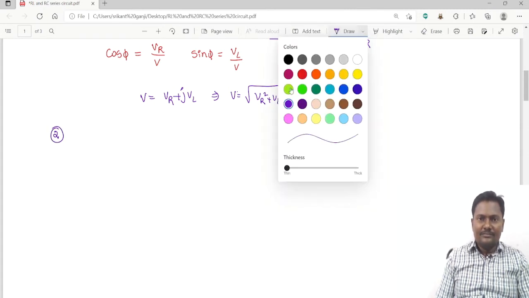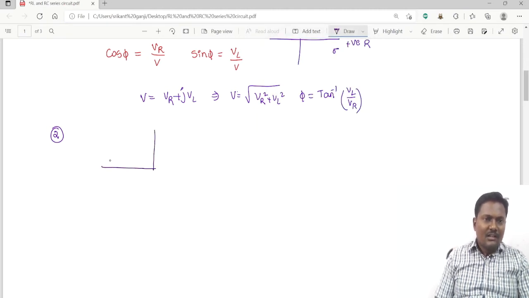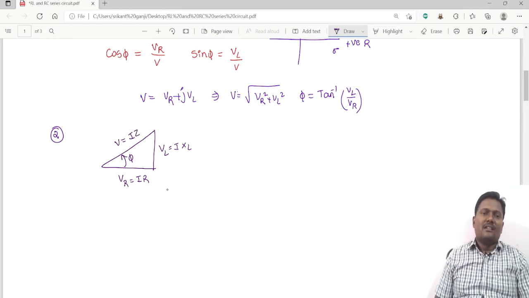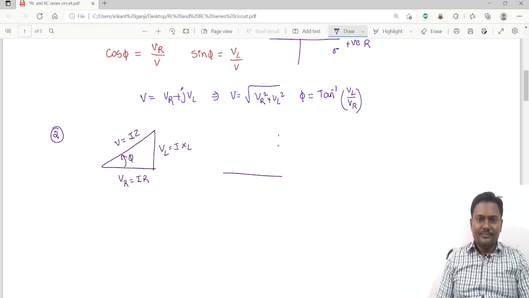Coming to the next triangle, the impedance triangle. How do we get it? V_R is equal to I into R, and V_L is equal to I into X_L, and V is equal to I into Z, where X_L is the inductive reactance, R is the resistance, and Z is the impedance. If I take I as common and cancel it out, the horizontal base component is R, the vertical one is X_L, and the hypotenuse is Z.